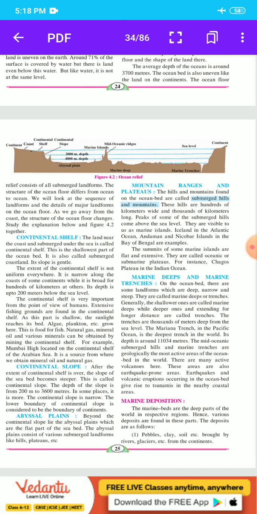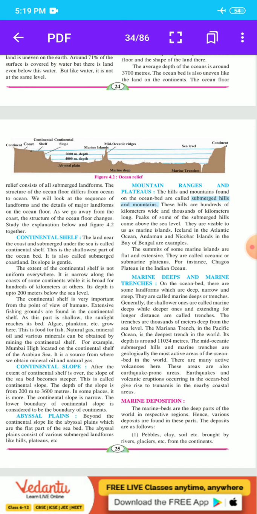The continental shelf is very important from the point of view of humans. Extensive fishing grounds are found in the continental shelf. Here you see the continental shelf in figure 4.2. This part is shallow, so sunlight reaches its bed. Algae, plankton, etc. grow here. These little plants are food for fish.